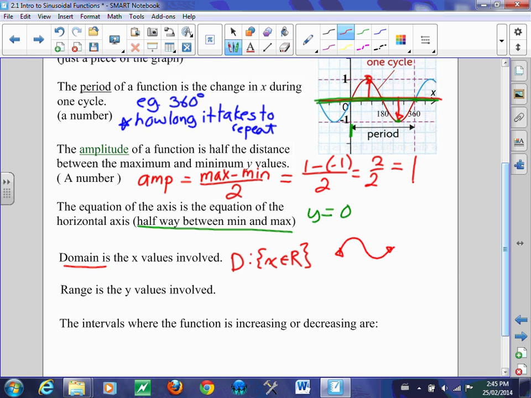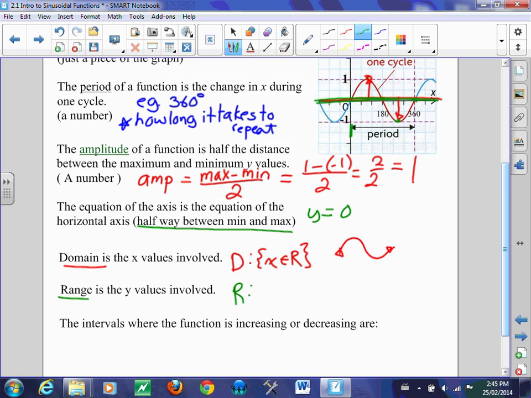However, if they say for only 2 revolutions or 3 revolutions or 3 cycles, then you have a starting point and a definite ending point. But in most cases, that's going to be that. For the range, ladies and gentlemen, that deals with your y values.